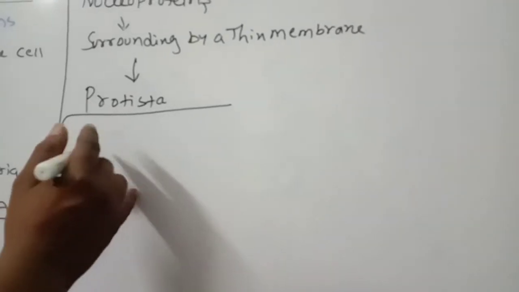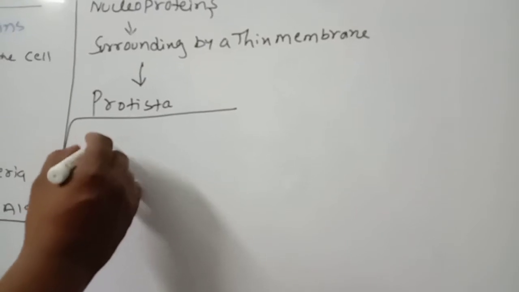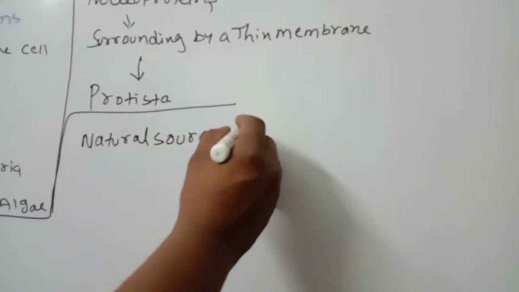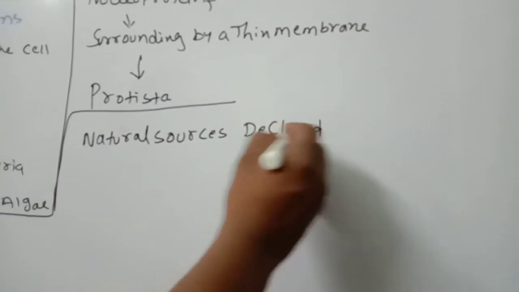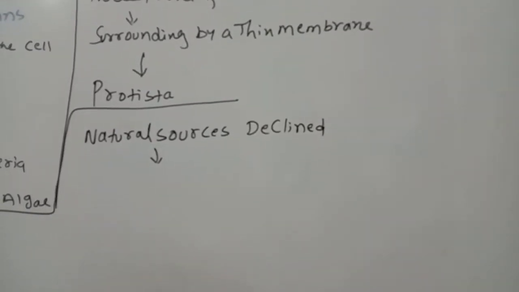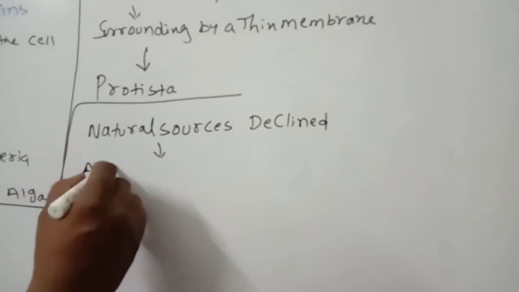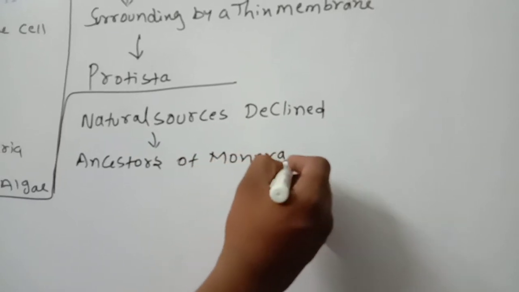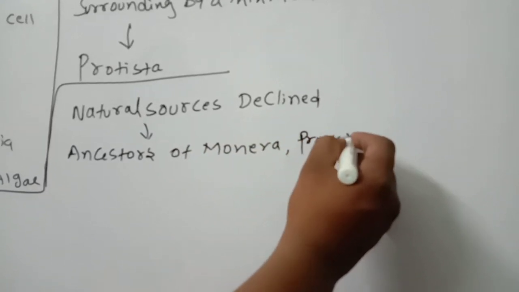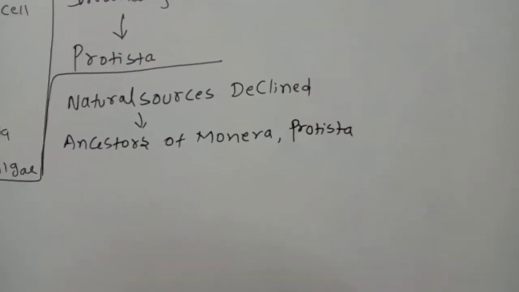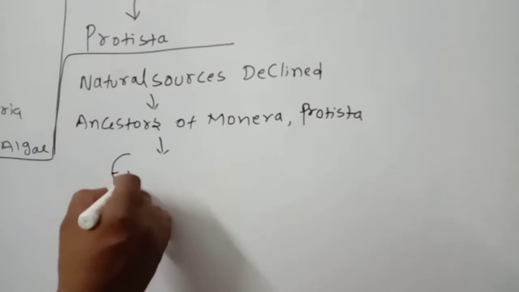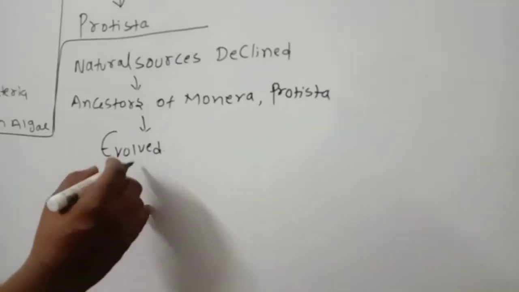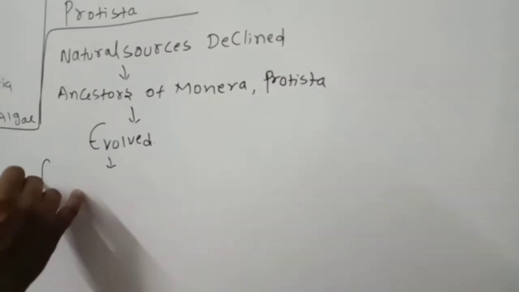Then later, after these two, what happened? Natural sources declined. This point you should remember. Natural sources declined. Then what happened? The ancestors of Monera, very important, and Protista had to evolve. So they evolved, and they started to evolve for what?